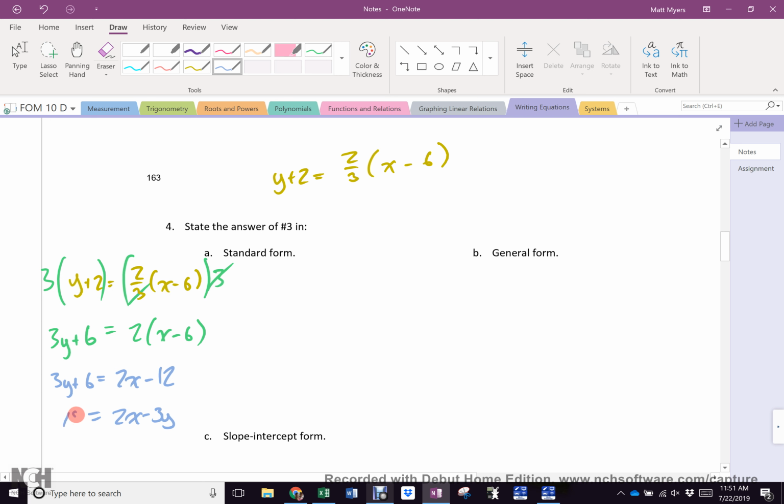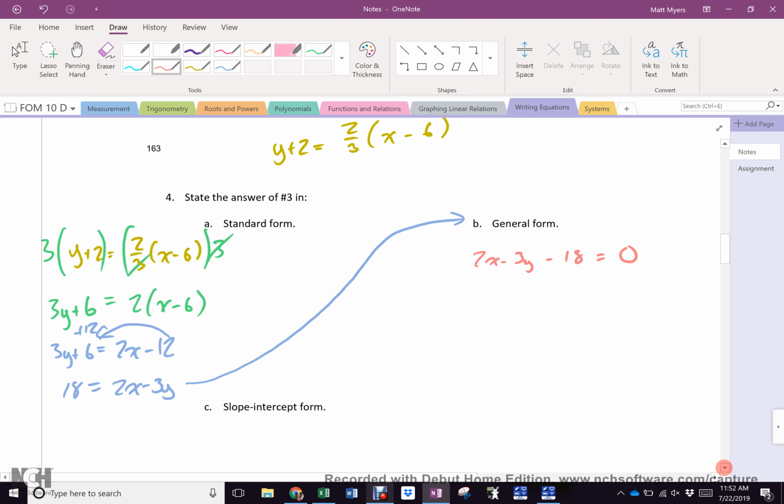What's this answer? It is 18. Because when the 12 comes over, what does it become? Positive. All right. So how does this become that? I just moved the 12 back. 2x minus 3y minus the 18 back, equals 0.